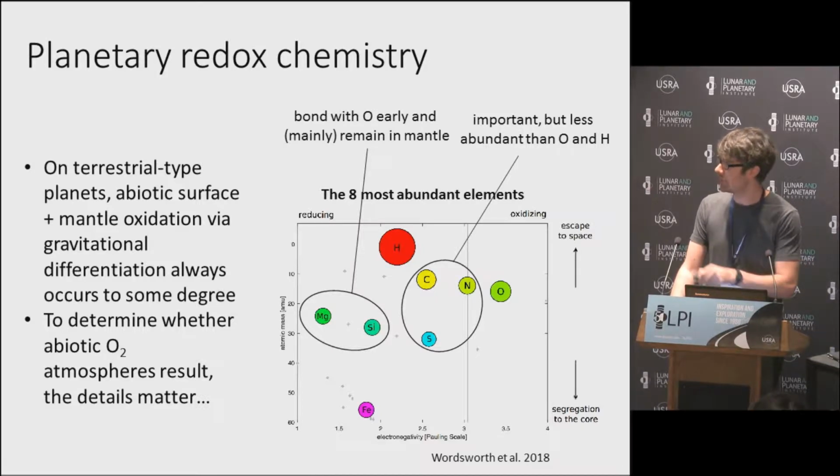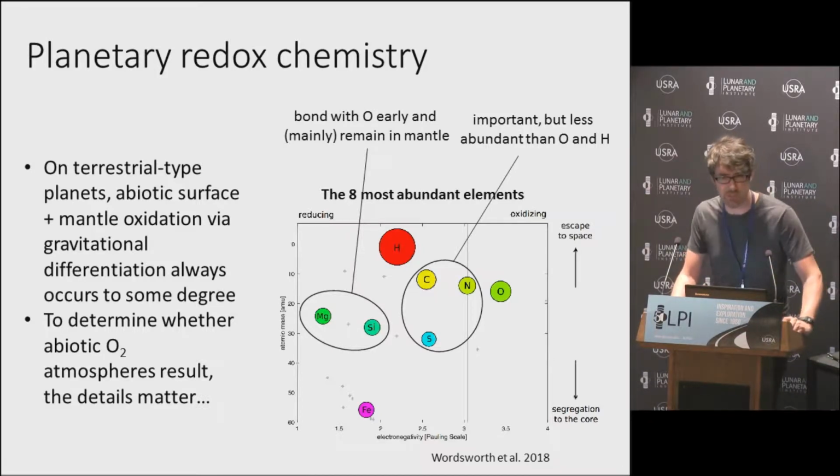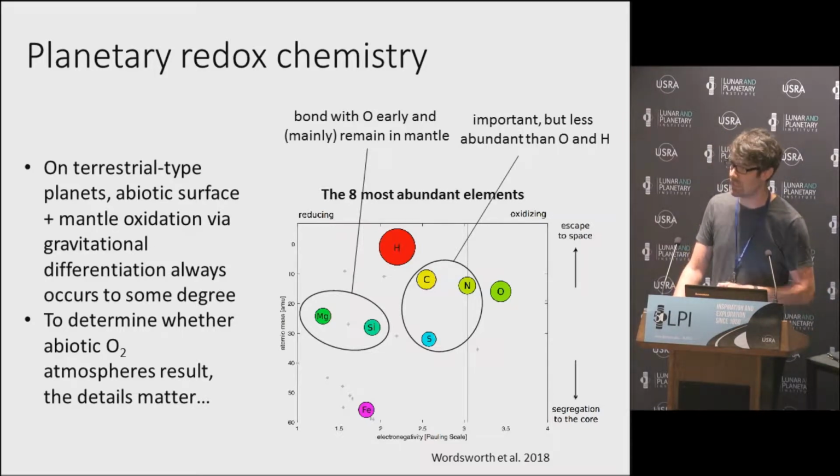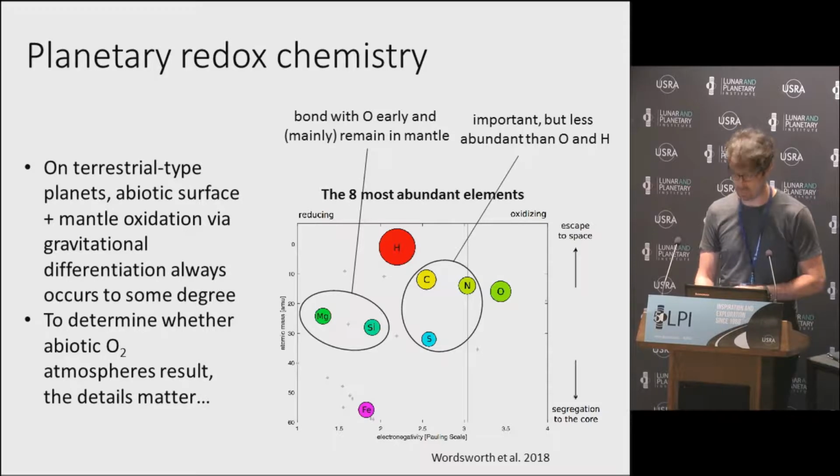So I like to emphasize this plot because I think sometimes when we're thinking about abiotic oxygen, it's seen as this novel and unusual phenomenon that is put forward only theoretically. But really, oxidation is a generic outcome, and it's really about the degree to which it occurs to determine whether or not we should see abiotic oxygen appearing in planetary atmospheres.